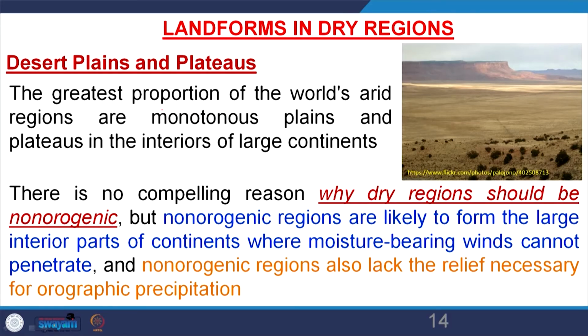So, let us discuss landforms in the dry region, but I think we will meet in the next class to discuss these landforms in the dry region.